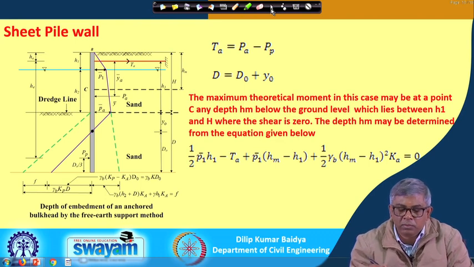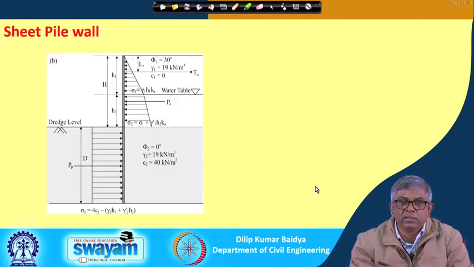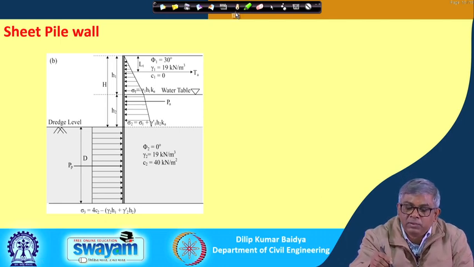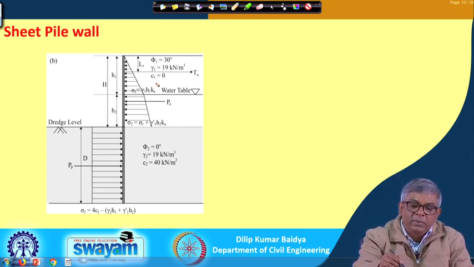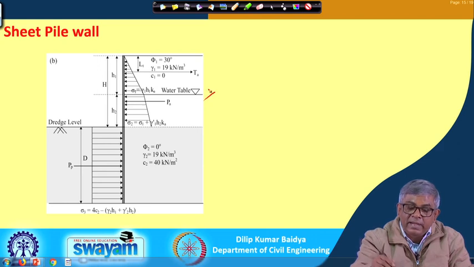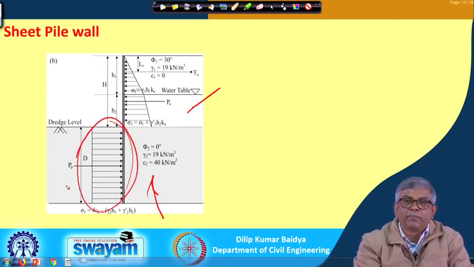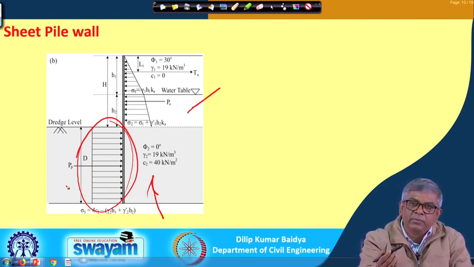Now, I will go to the next slide. As I have told you, similar to the cantilever sheet pile wall, even a bulkhead can be a combination of sand above dredge level and clay below dredge level. Then the corresponding pressure diagram is like that. If the pressure diagram becomes like this, then the problem becomes simpler. I have not done this, but if you want, it can be done the same way.